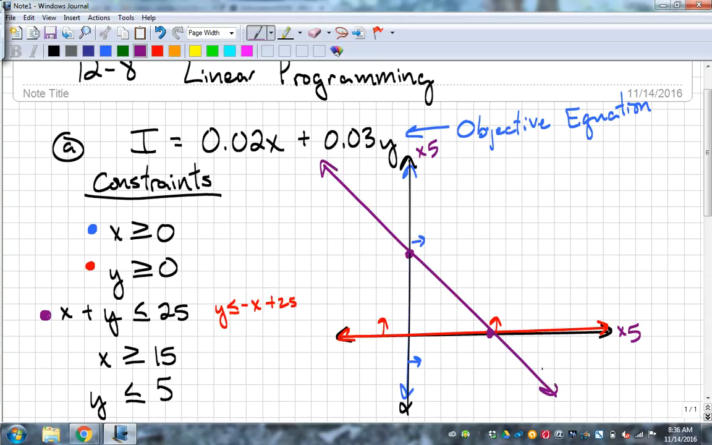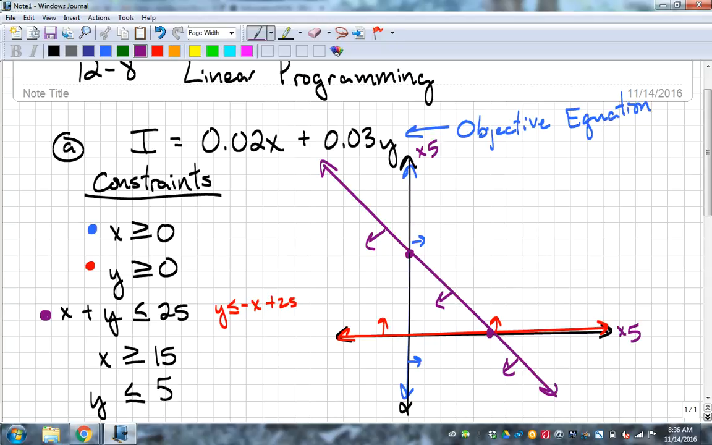Shading for that one, I'm going to check 0, 0 because the line doesn't go through it. 0 plus 0 less than 25. Yeah, so that means I would shade towards 0, 0, so that direction. So if it were just those three, this triangle here would be my constraint, my solution area out of that, okay? But we got two more.